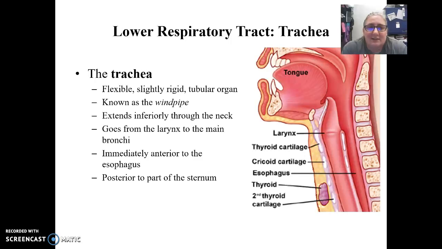The next structure is the trachea. The trachea is, in general, a strong tube that has cartilage rings that protect the tube so that it doesn't collapse on itself. The trachea allows air to move into the bronchi.